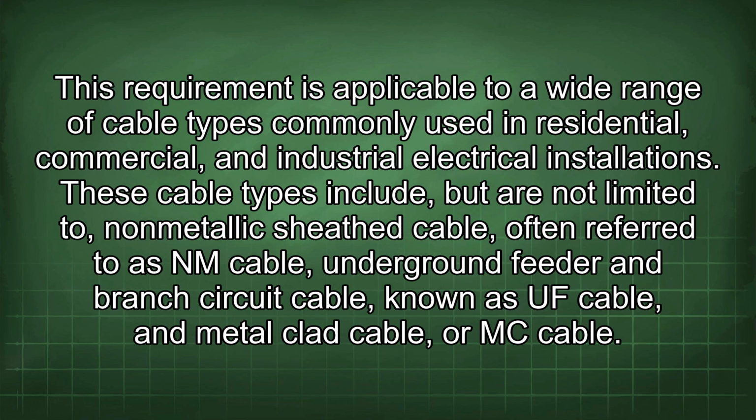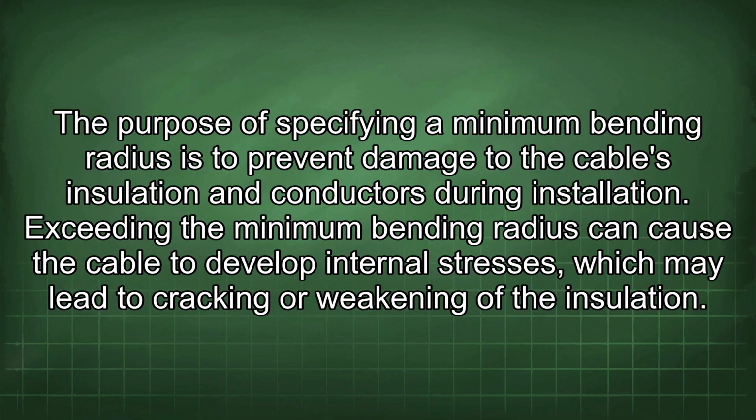These cable types include, but are not limited to, non-metallic sheath cable, often referred to as NM cable, underground feeder and branch circuit cable, known as UF cable, and metal-clad cable, or MC cable. The purpose of specifying a minimum bending radius is to prevent damage to the cable's insulation and conductors during installation.